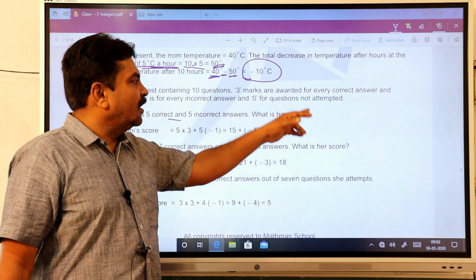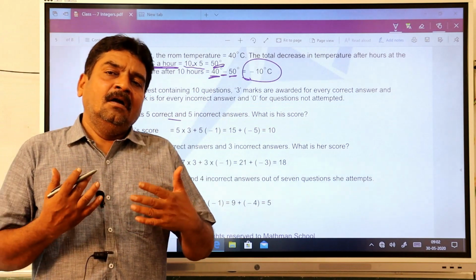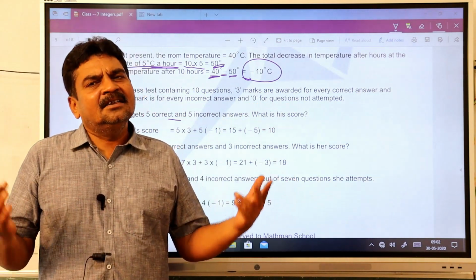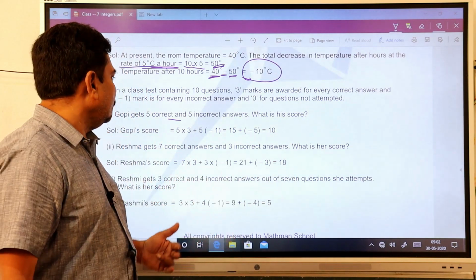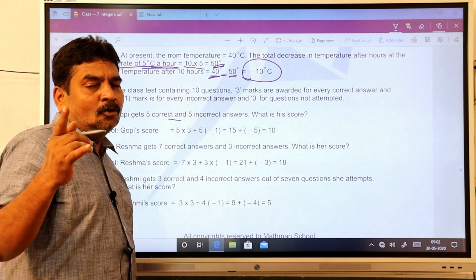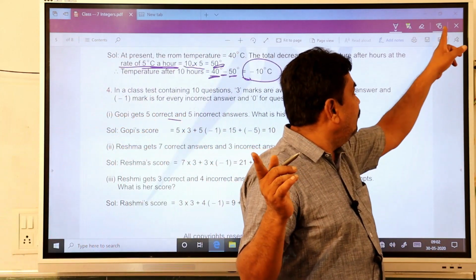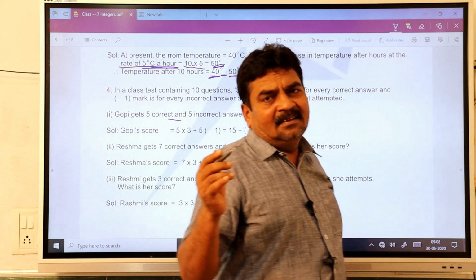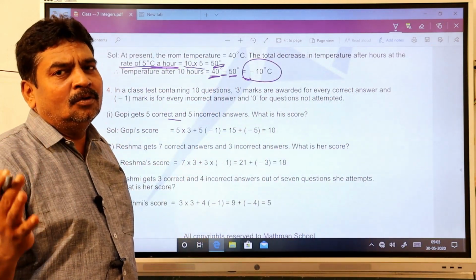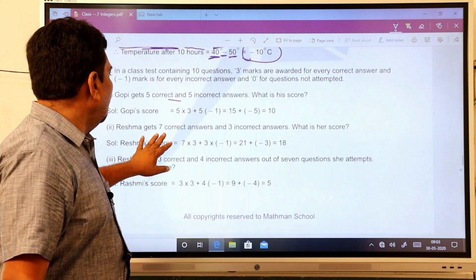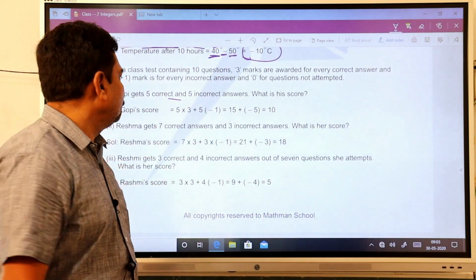And 0 for questions not attempted. If you miss it, then you get 0 marks for it. That we know obviously. Let's see. Either you have to do it correct, or if you do it wrong, you are going to lose marks. Now, Gopi's score. Here in this question, we will see.